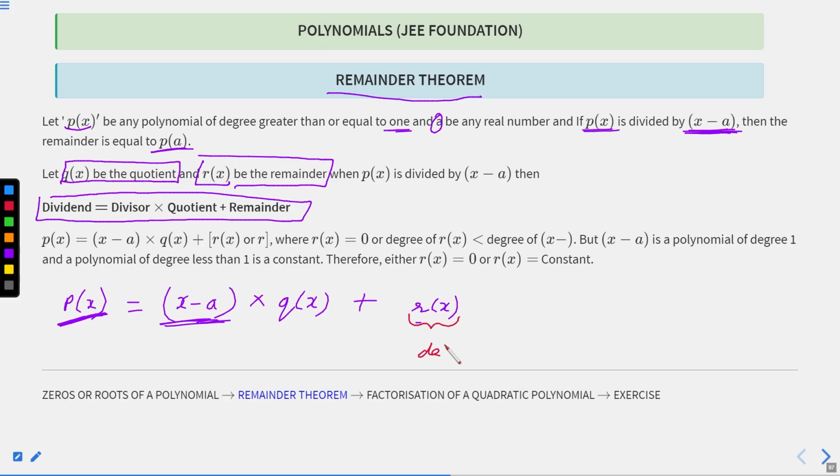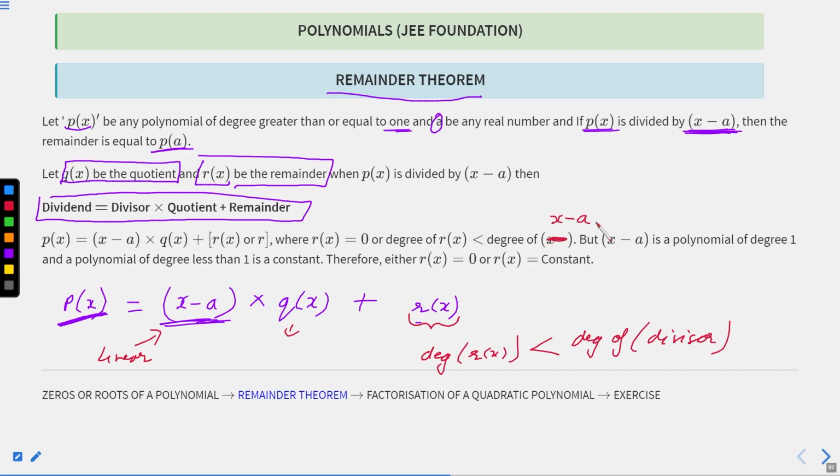Please keep some points in mind. All of these are polynomials. We know this polynomial is linear. This might be of some degree, we don't know yet. This also has some degree. But always keep in mind that the degree of the Rx polynomial is always less than the degree of the divisor. I hope this is all clear to you. So this is written over here: degree of Rx is less than degree of x minus a.